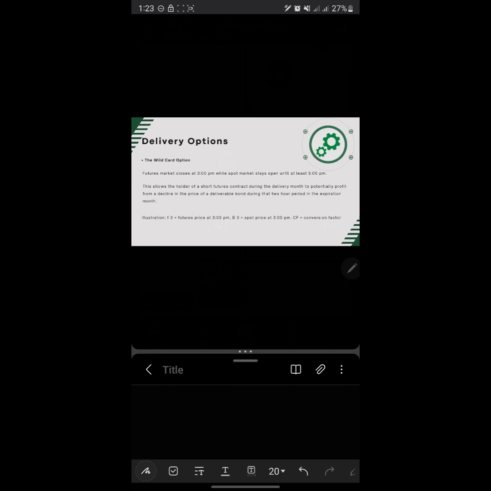So moving on, we will now discuss delivery options. The first option is the wildcard option. Wildcard option is a type of option that is embedded in certain treasury securities. It permits the seller of a treasury bond to postpone delivery of its underlying asset until after regular trading hours. This option benefits the seller because it allows them a few hours of extra time in which to secure a favorable price.